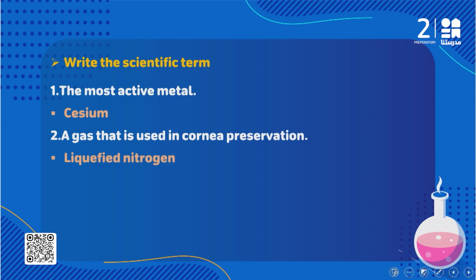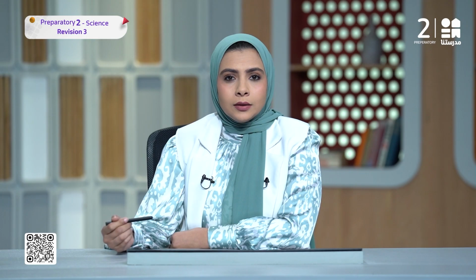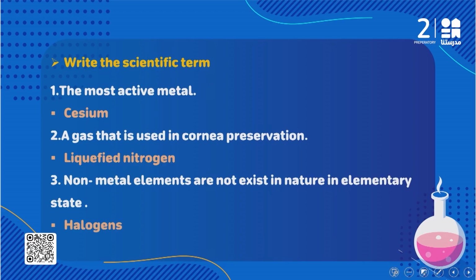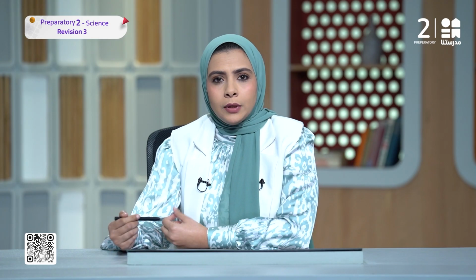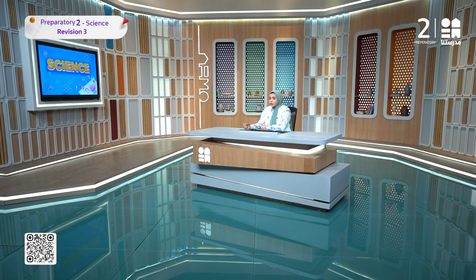The third one, the non-metal elements that do not exist in nature in elementary state. It's a type of non-metals. We said that they cannot exist in elementary state in nature. They are called what? They are called halogens. They are diatomic elements, meaning their molecule consists of two atoms. Do you remember them? Fluorine, chlorine, iodine, bromine. All of them are called halogens, and they are a type of non-metals which cannot exist in nature in elementary state.